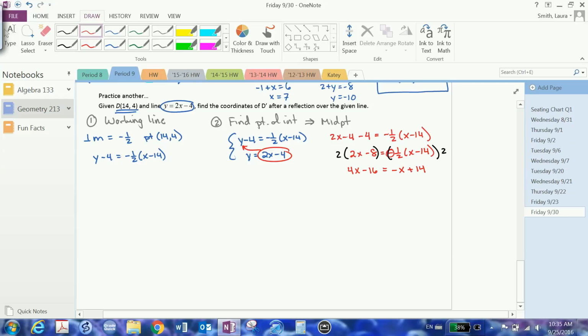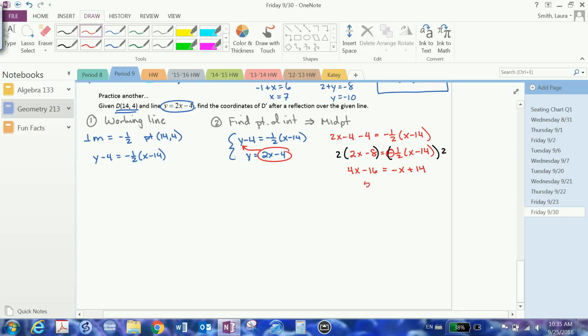Okay, if you don't like that, if you're like, whoa, what the heck just happened? That was some magic that I don't understand. Go ahead, distribute the negative 1/2 first, and then try and clear the fractions. It's actually not a really bad fraction to clear. You could leave it for a while because it's a half. So anyway.